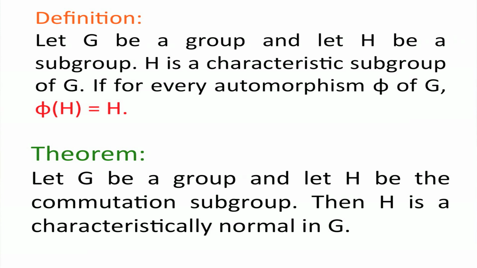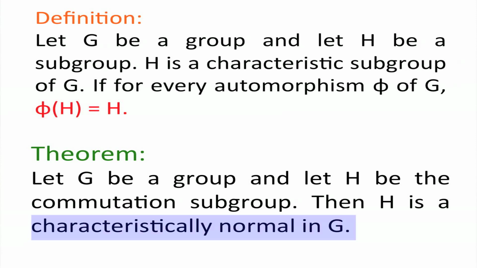Now, we shall see a definition. Let G be a group and let H be a subgroup. H is a characteristic subgroup of G if for every automorphism phi of G, phi of H is equal to H. We shall see a theorem now. Let G be a group and let H be the commutator subgroup, then H is characteristically normal in G. The definition of characteristic is here: a subgroup is a characteristic subgroup if for the automorphism phi, phi of H is equal to H.